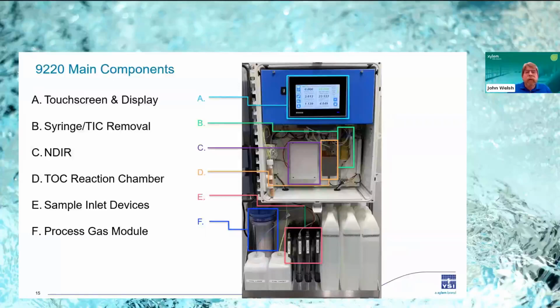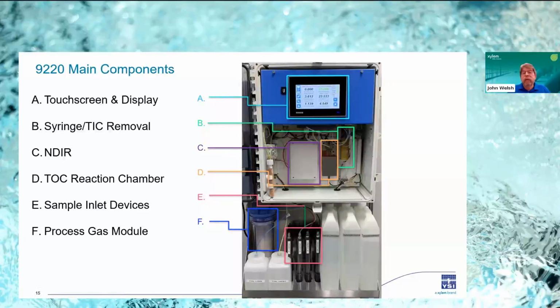The instrument, of course, has to have some way to display the results. And on this instrument, that would be a 7-inch VGA touchscreen display, which serves as the interface between the operator and the instrument. On the right-hand side of the instrument, the component that's used to bring sample into the instrument is a syringe. This also acts as a TIC removal chamber.